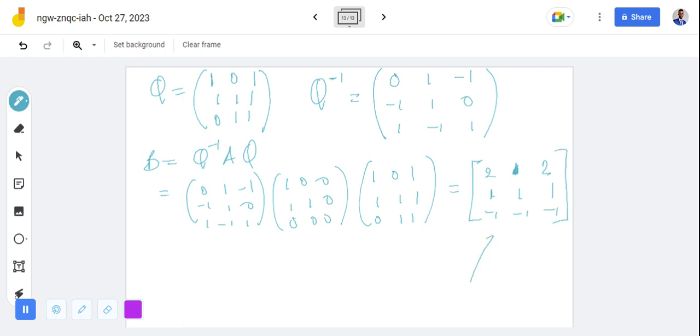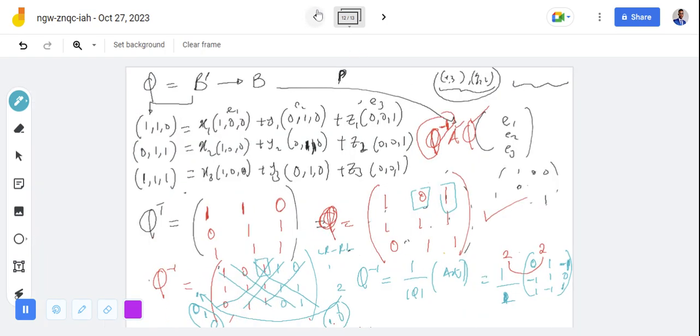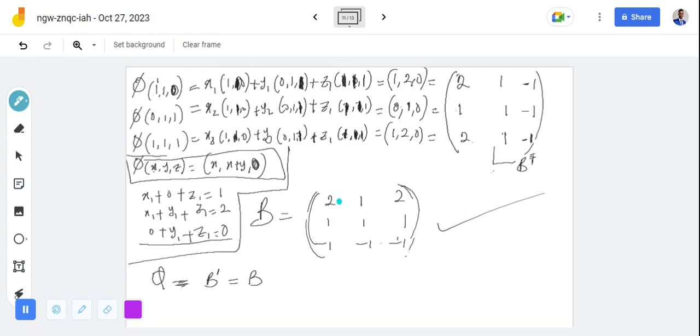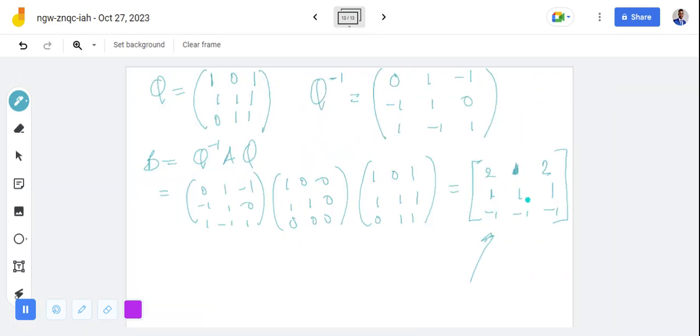So is this equivalent to what we got as our B? Let's check. 2, 1, 2, 1, 1, 1, minus 1. So it's correct. That means this ends the proof. So that's how it works. Please take note of this explanation. I think that's all on that.